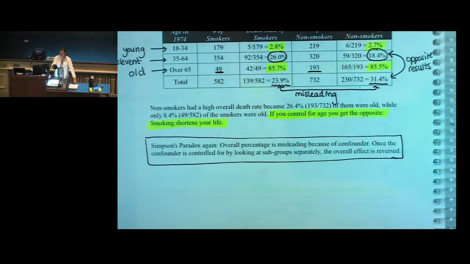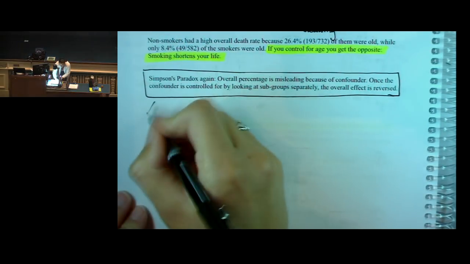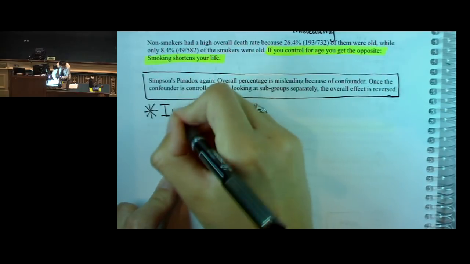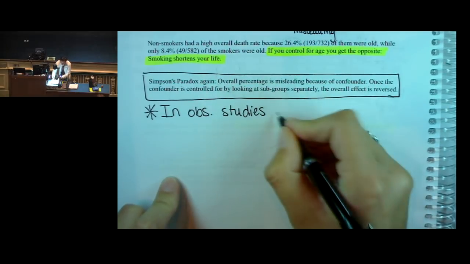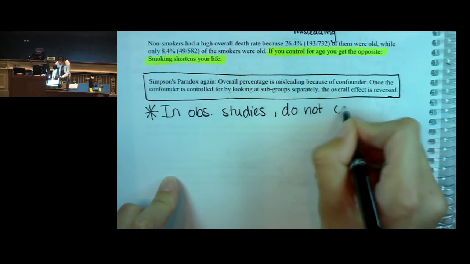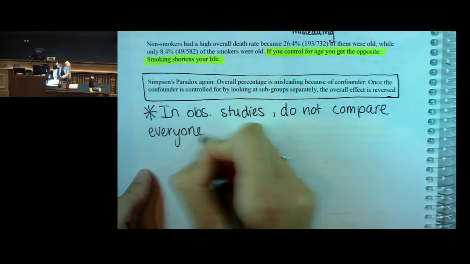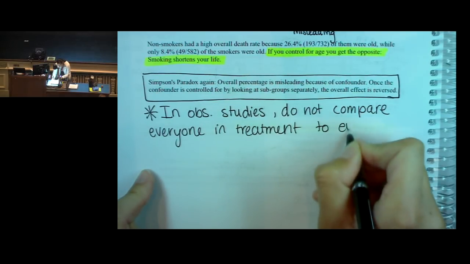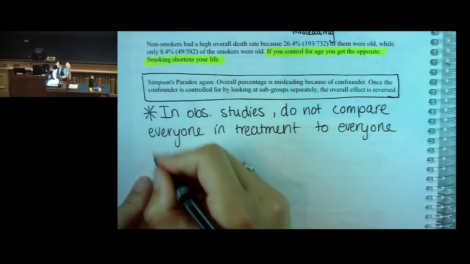And to conclude this part of the notebook, I'm just going to write down a basic idea that we want to come out of with observational studies. So in observational studies, do not compare everyone in treatment to everyone in control. That's the main point.